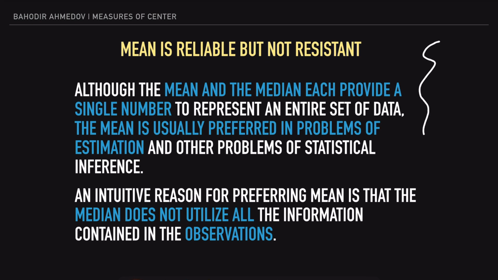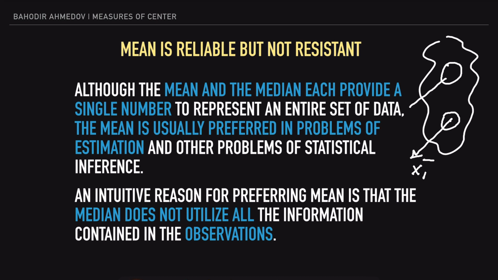Okay, so essentially you take one sample and a second sample from the same population, and the mean of the first sample is going to be close to the mean of the second sample. So we say that the mean is reliable. It includes all of the values of your sample in its calculation.